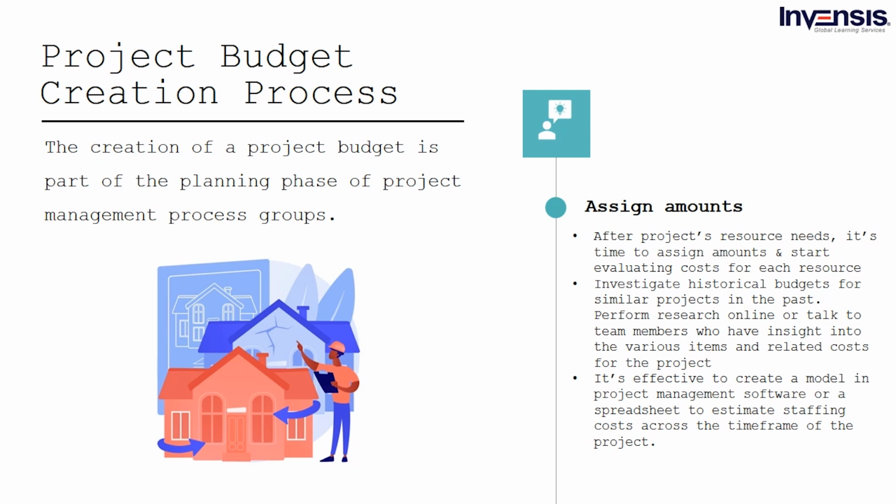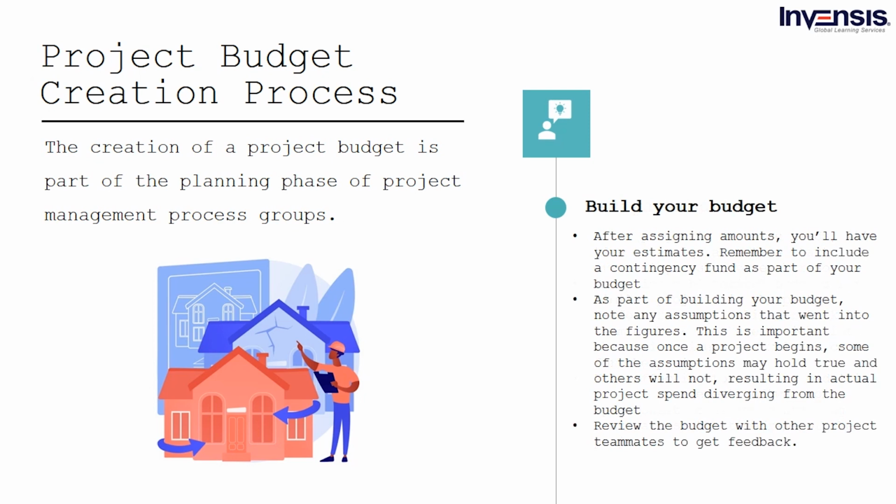It's vital to model expenses for some resources. This is especially true in the case of staffing when compensation differs from person to person and time is a concern. As a result, using an average wage or industry standards for the occupations, it's effective to develop a model in project management software or a spreadsheet to predict staffing costs across the project's lifetime.